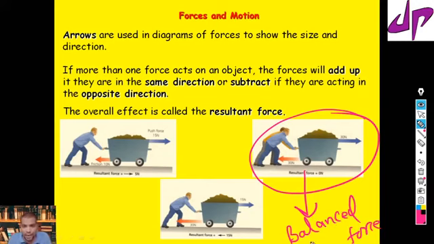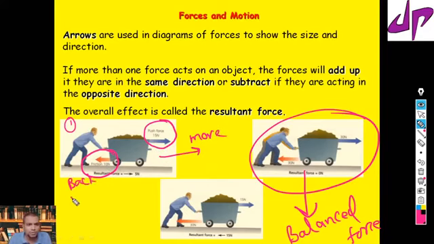Opposite to balanced force is unbalanced force. Take this first figure: the forward force is 15 Newton and the backward force is 10 Newton. The forward force is more than the backward force. Are they equal? No, they are not equal. So we say this is unbalanced force.